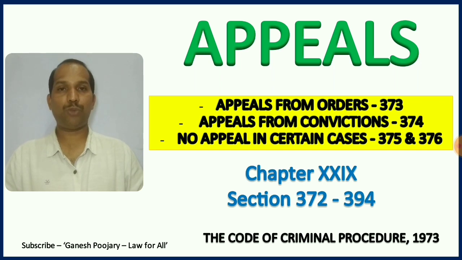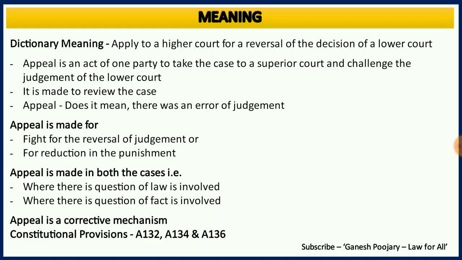373 deals with appeals from orders, 374 deals with appeals from convictions, and 375 and 376 are dealing with no appeal in certain cases. These are the 5 provisions we are going to learn, and let's get into our first slide. In the first slide, no section, nothing.